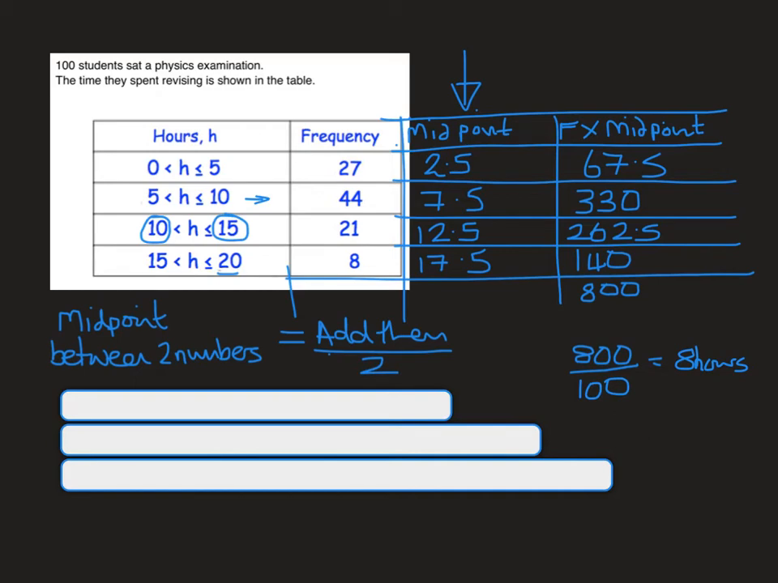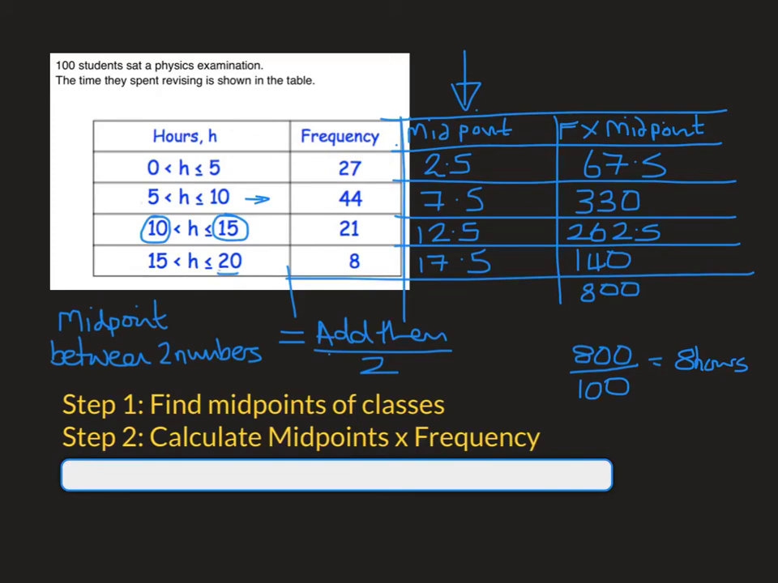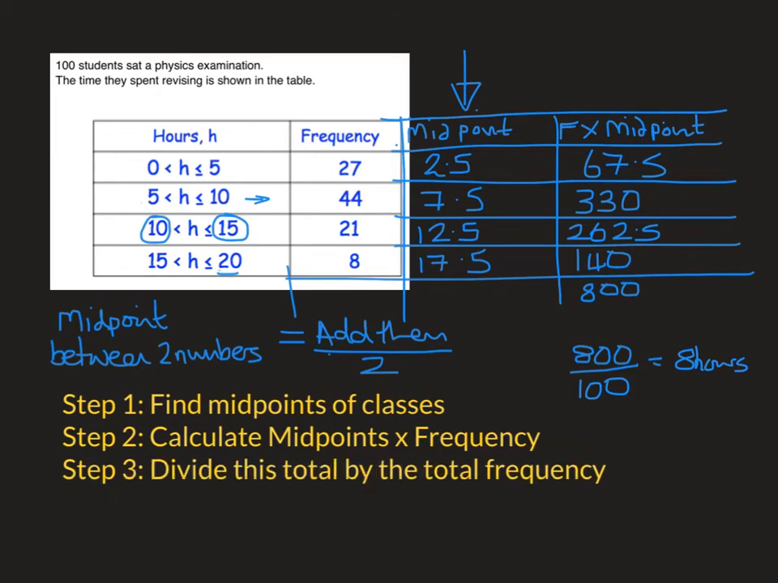So when we're working out the mean from a grouped frequency table, step 1, find the midpoints of the classes. Please make sure you write down these instructions. So find the midpoints. Next, we're going to add on the extra column, and a bit like we did with the normal frequency tables, you're going to work out the midpoints times the frequency. And then finally, divide that total by the total frequency.